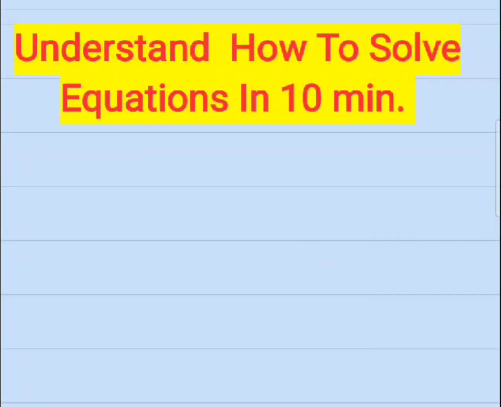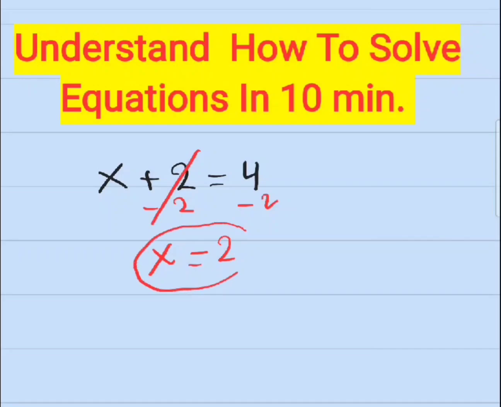So here we go. We've got x plus 2 equals 4. The way I want to solve that is I'm going to subtract 2 from both sides of the equation. And I get x is equal to 2. Okay, you want to show your work just like this.